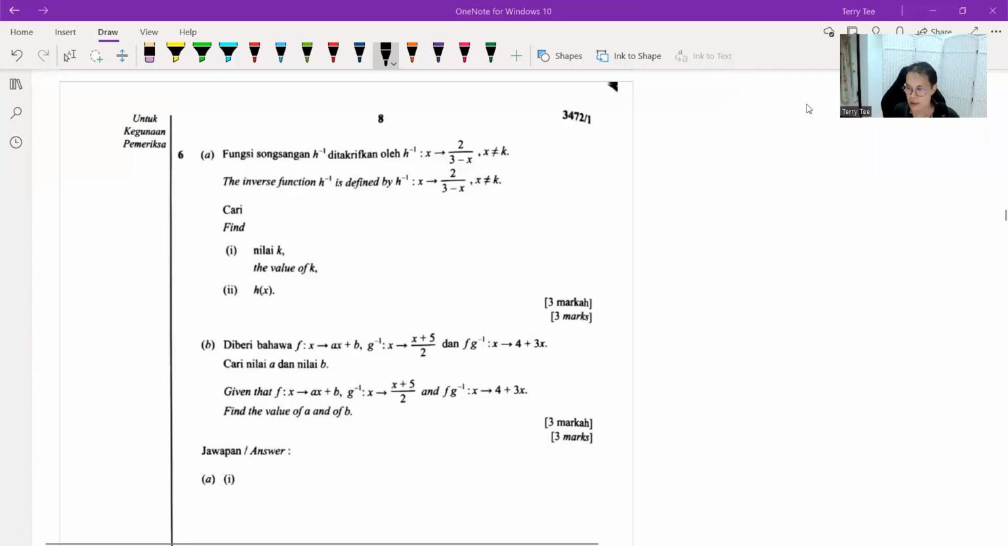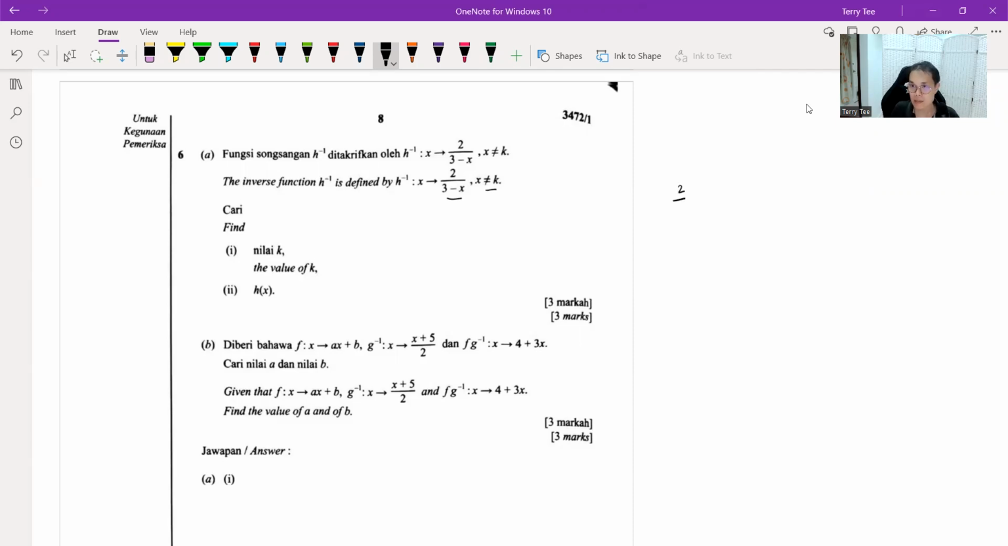Okay, question number 6 is from the chapter function. So the first part, they give us the inverse function is defined by this. And then it's stated here, your x is not k. Now, remember, a function becomes undefined when your denominator is 0.